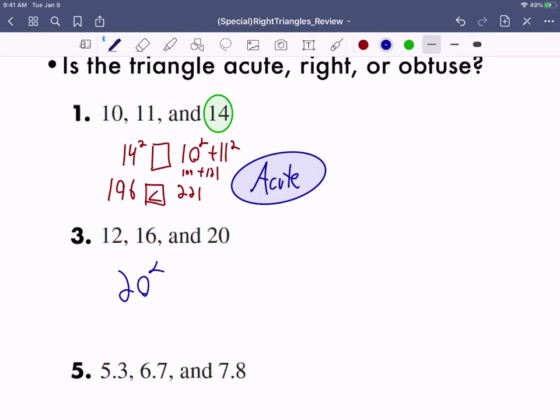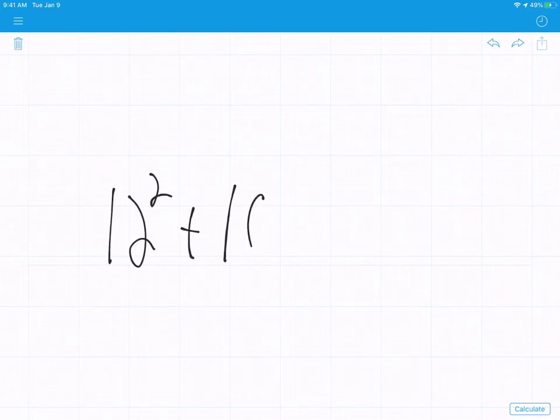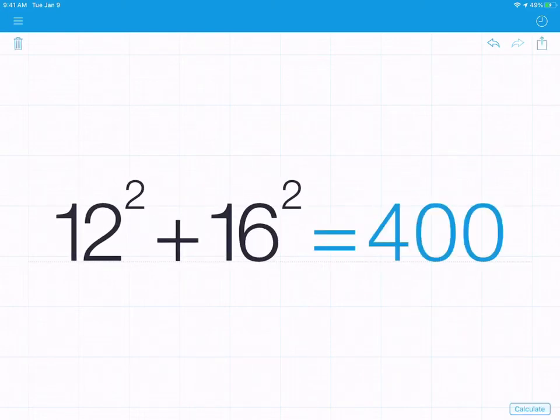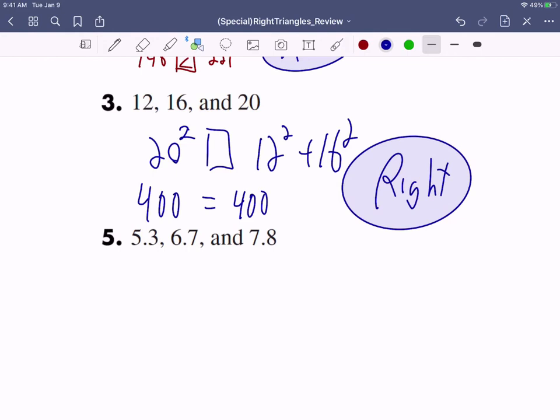20 squared blank. I switched to blue, sorry. It's okay though. I'm sure you enjoy the variety. So this is 400, and then I'm going to go over to my little calculator here and just say 12 squared plus 16 squared. That's also 400. Look at that. All right, also a right triangle. Yay.